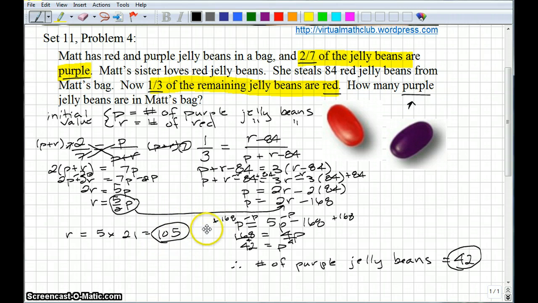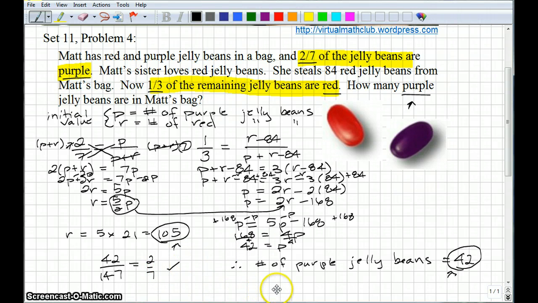So you could take those two numbers now and plug them in and make sure that the original number of purple jelly beans was 2/7 of the total. So 42 over, this would be 147, right? If I add the two, 147, that's 105 plus 42. That should reduce down to 2/7. Okay, and that's a good way to check your answer. It's easy to make a mistake, so this gives you a check.